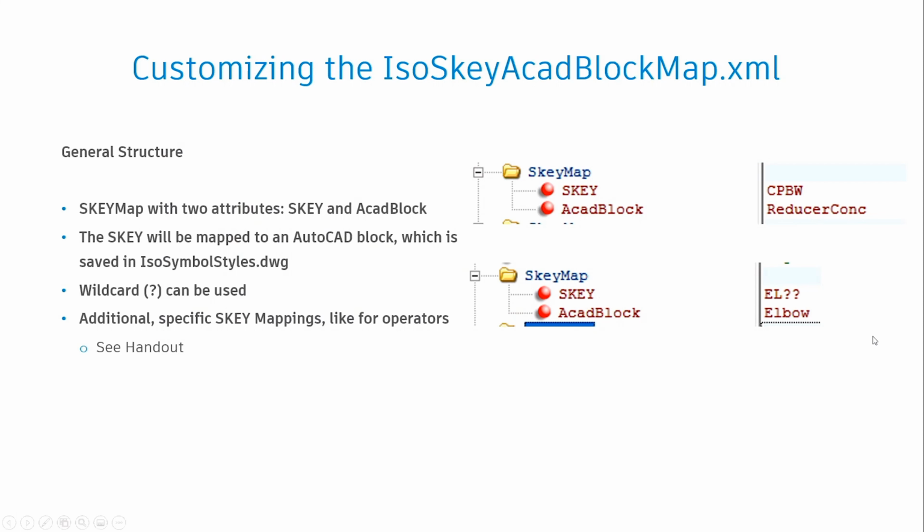Wildcards can be used for ASCIIs. A question mark is representing only one single letter or number of an ASCII. There are some additional kinds of ASCII maps for specific purposes. Please read the handout to get more information about them. For our task, we have to map the ASCII AU cap to an ISO symbol block. This will be done by adding a new ASCII map and mapping the block AU cap to its ASCII.